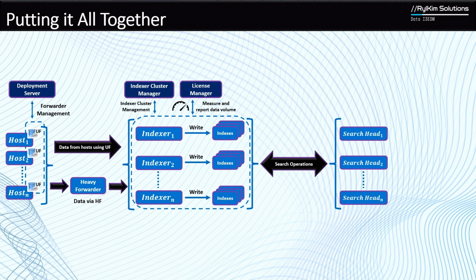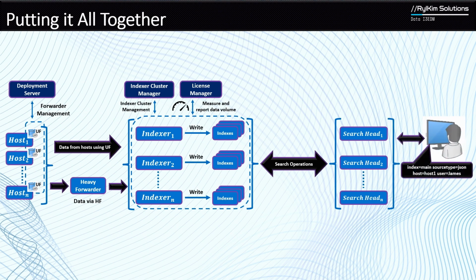So once your data is available in Splunk, what you need to do as a Splunk user is search the data. In order to search the data, you come through the search head, and you run commands. The search head takes those commands or queries and sends them to the indexers, gets the data, and presents it to you as the user.